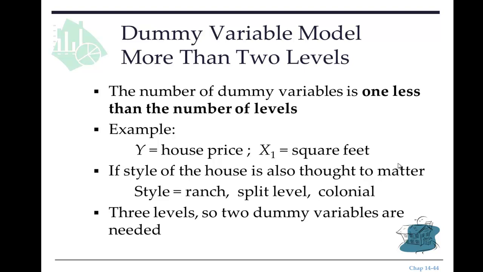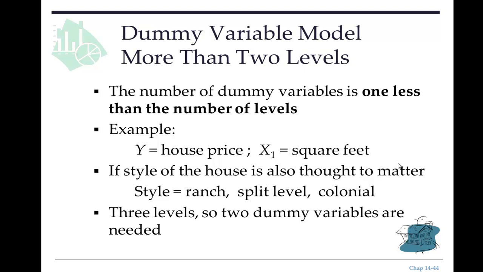Consider one example where the dependent variable is house price and one independent variable is the square feet. Also, there is another categorical variable to consider, which is the style of the house. It can be ranch, split level, or colonial. Here, this categorical variable has three levels, so we need to use two dummy variables.